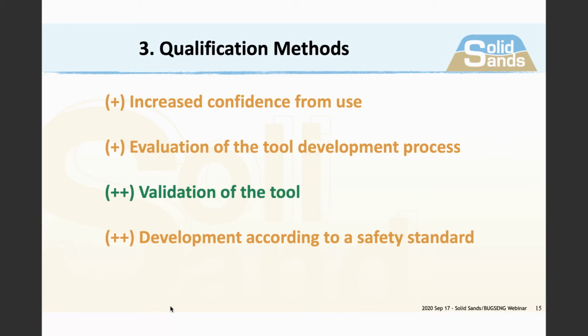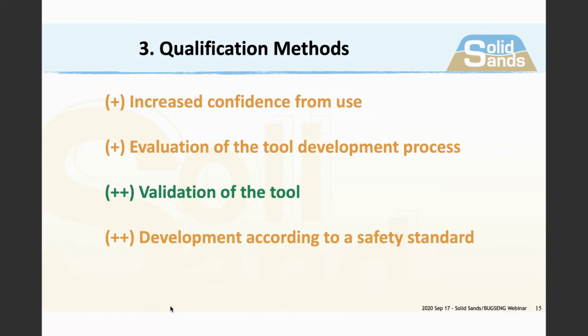Evaluation of the tool development process is very complicated because it needs insight into the development process. So what did the supplier do to build that compiler? In the case of open source compilers, there may be literally thousands of people who have worked on the compiler. So there's not a tool development process that you can simply evaluate.